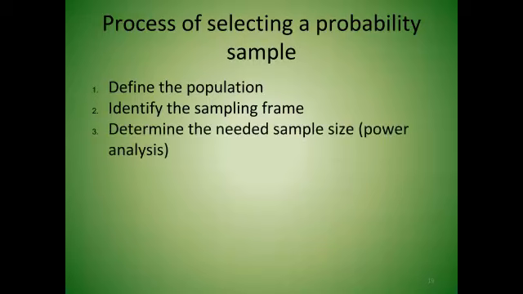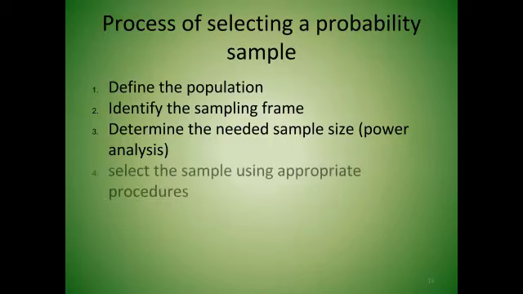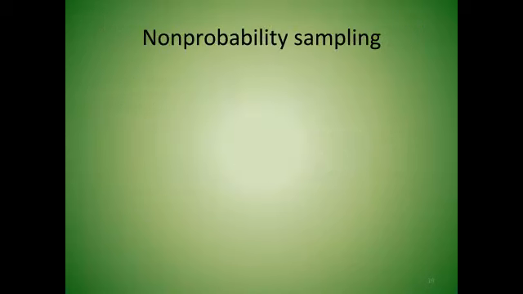Third, determine the needed sample size. In the next presentation, we'll discuss sample size considerations. It's important for researchers to estimate their expected results and make sure the sample is big enough to obtain statistically significant results. This process is called power analysis. And finally, use the selected procedures to select the sample. So those are the probability-based sampling methods. Now we'll shift gears to look at the non-probability sampling methods.